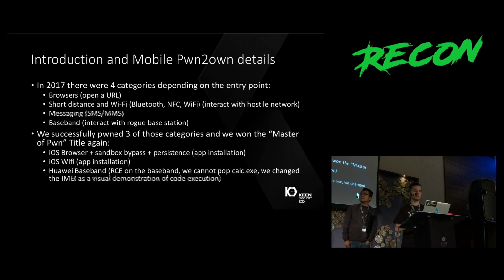The second one is a little bit newer, and it involves short-distance proximity networks, such as Bluetooth, NFC, or Wi-Fi, so your device will interact with a hostile network. The third and the fourth involve SMS and MMS and the baseband. Basically, you interact with a malicious SMS or with a malicious base station. Last year, we won 3 of those categories: the iOS browser category, iOS Wi-Fi, and the Huawei baseband.